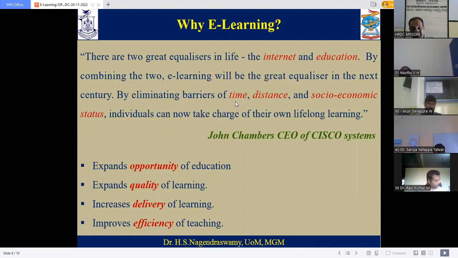So the time, the distance, and also socio-economic status. Even the socio-economic status will not stop you from learning any advanced concepts, right? There is no restriction that this person has to study only this and is not permitted to study that. Nothing like that. Because of the internet and today's education system, anybody can learn anything. You are free to learn anything. There is no restriction at all, there is no barrier at all.